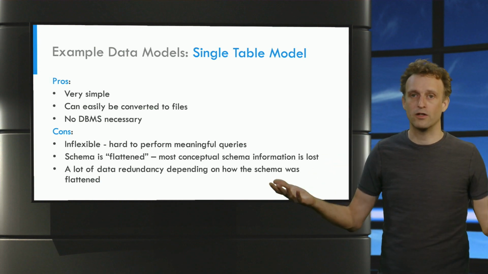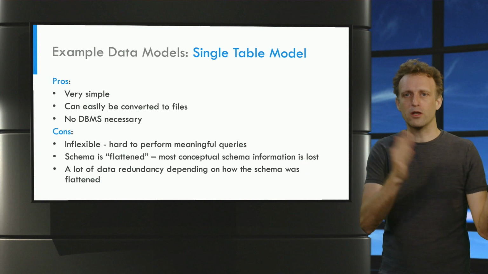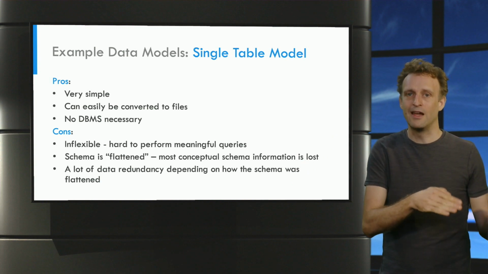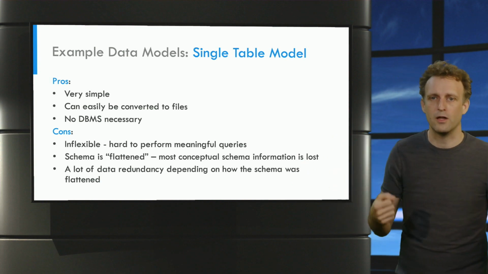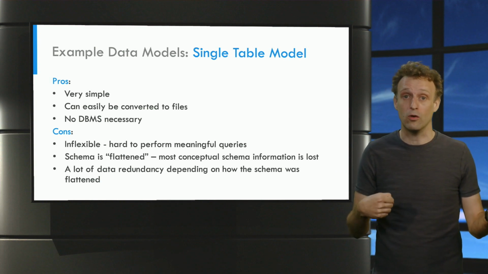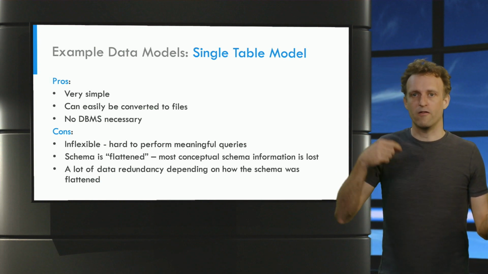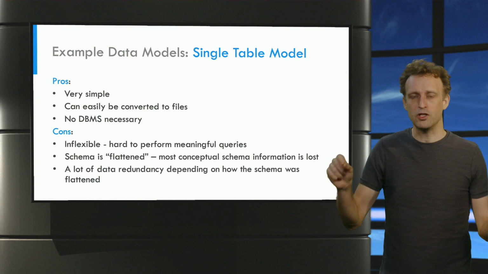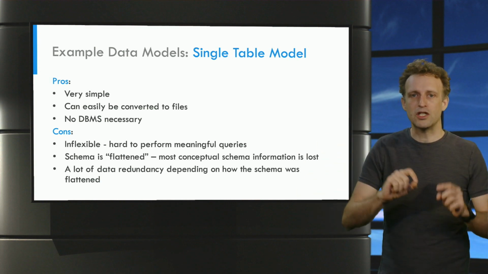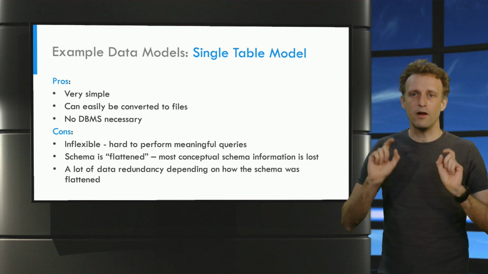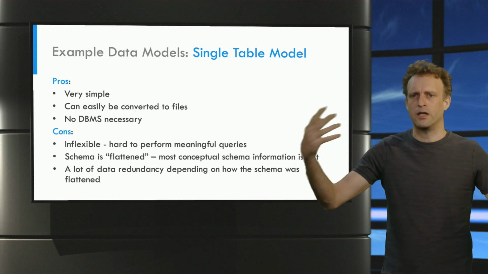Also, there's a lot of redundancy. As you might have noticed in the screenshots on the previous slides, the information about the artist John Williams was repeated in every single row. So, if we now would want to perform a name change, we would need to change a lot of these rows, and it's very easy to mess this up, resulting in inconsistent data.